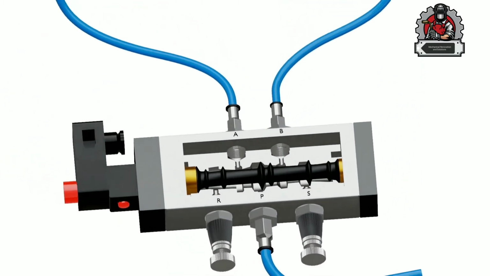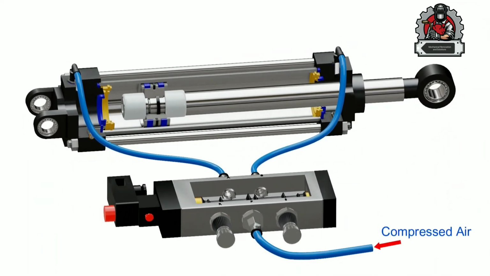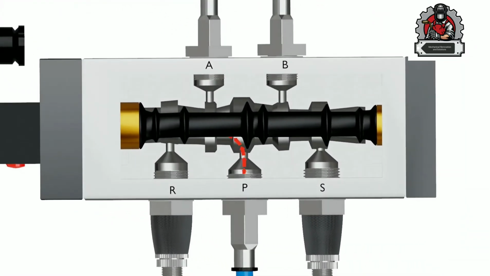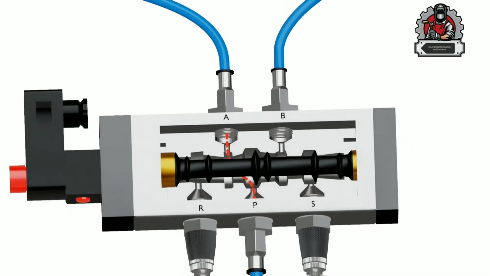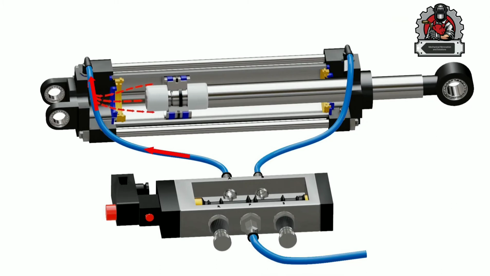Now let's understand how a pneumatic cylinder works. The compressed air is supplied through inlet port P of the valve. The valve directs air to a particular direction, which we can observe in the animation. In this case, the air is directed to port A. This high pressure gas is then transferred to the cap end of cylinder through the pneumatic hose. This creates high pressure in the cap end of cylinder, which therefore pushes the piston towards the head end.